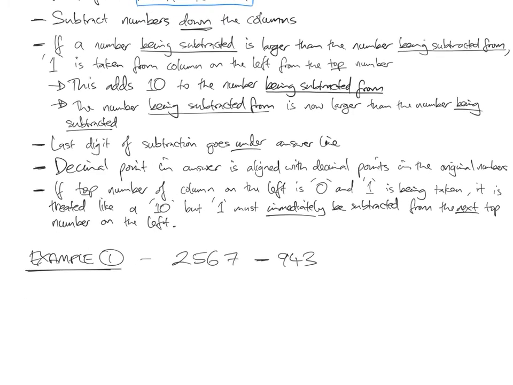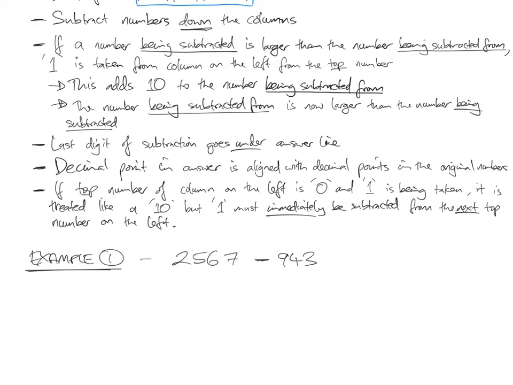Take them away. Now, if a number being subtracted is larger than the number you're trying to subtract from, so let's say the number on top of the column that you're doing is smaller than the number below, which you're trying to take away from it, you take one away from the top number of the column on the left. A lot of words here, we'll go over an example, but I'm just setting out the rules, okay? What this does is add 10 to the number being subtracted from in the column you're currently working in. The number being subtracted from is now larger than the number being subtracted, so you can do it, okay?